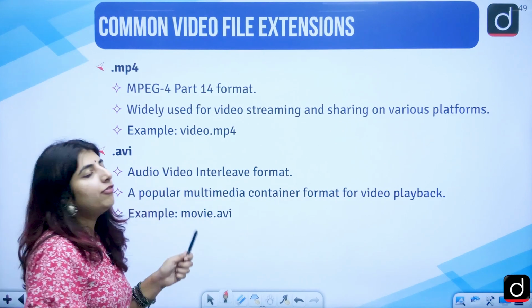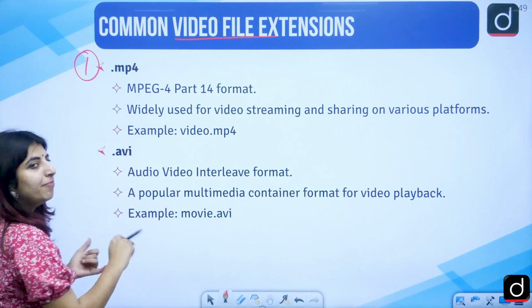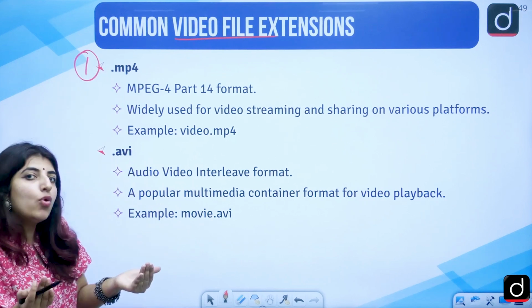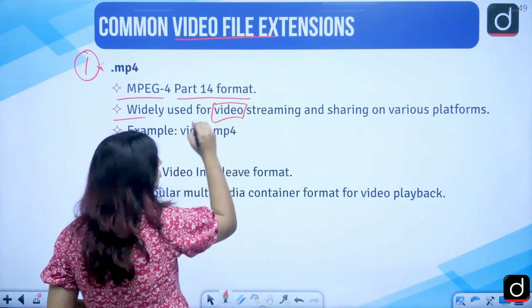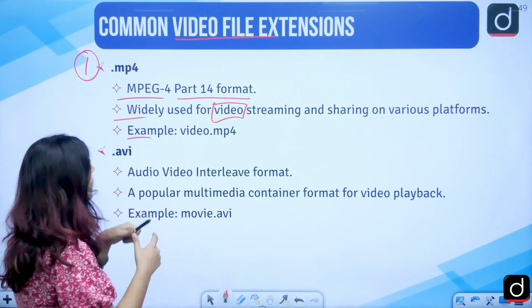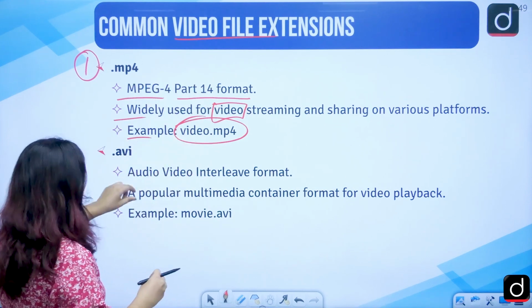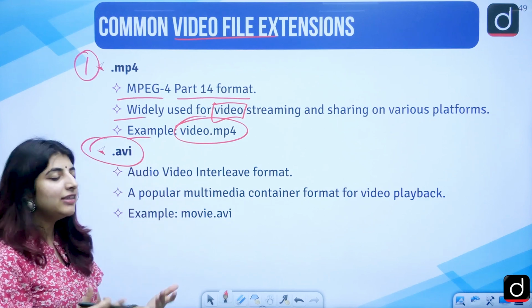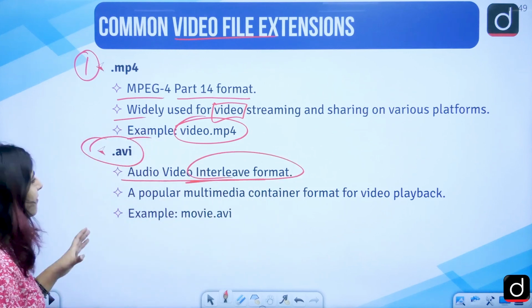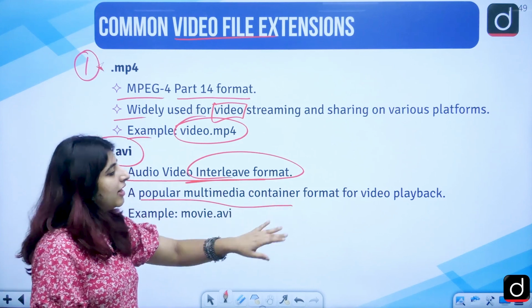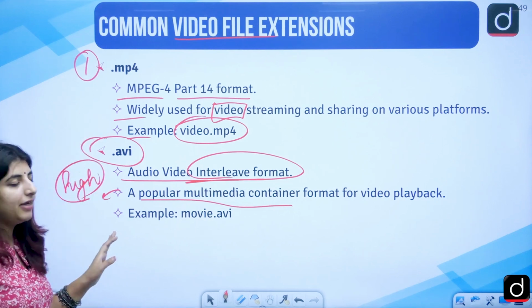Then we have video file extensions. Number one is MP4. So MP3 is audio, MP4 is video. MPEG-4 part 14 format, widely used for video streaming and sharing on various platforms. Example is video.mp4. So here again, the MP4 will be having a little less quality, right? But compared to AVI, AVI is having a much better quality. Audio video interleave format, AVI. Popular multimedia container format for video playback, and it is of course of a little bit higher quality as compared to MP4.